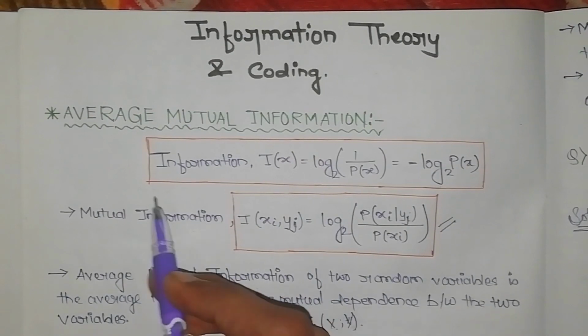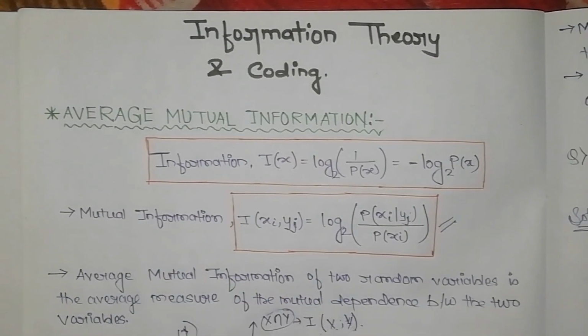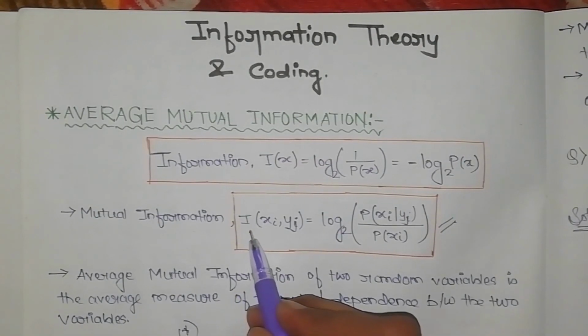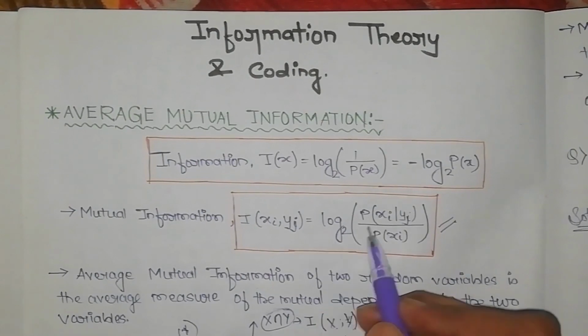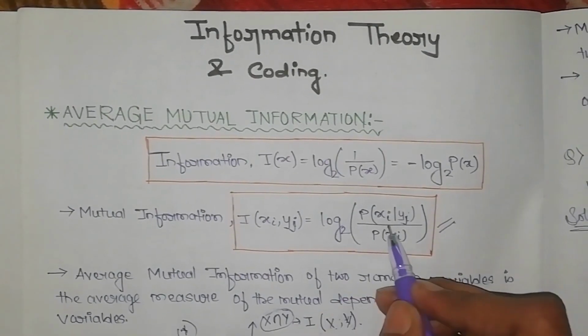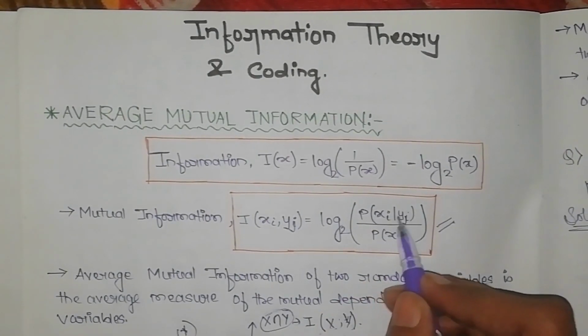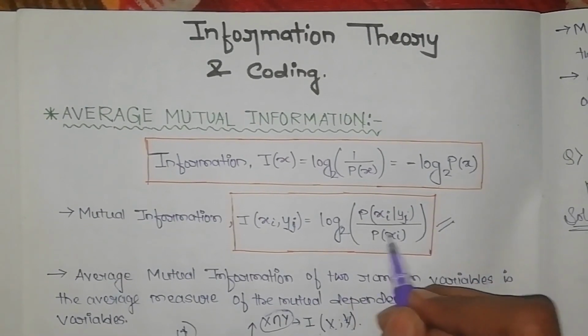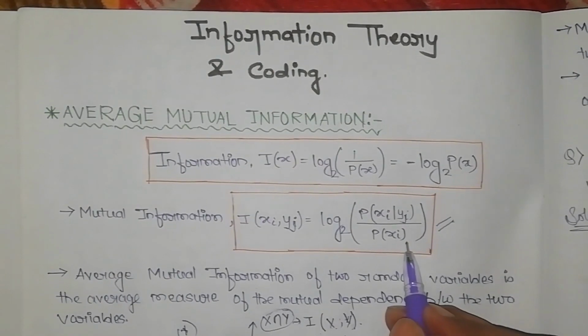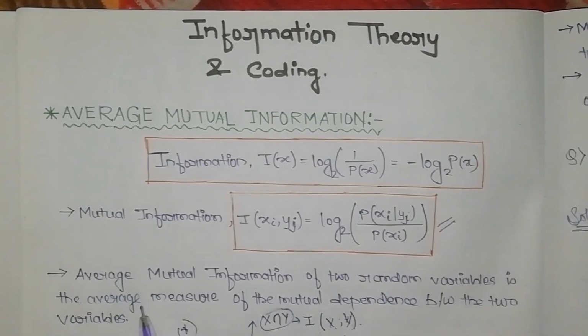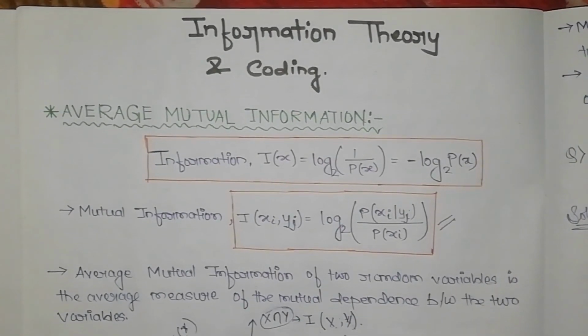Before knowing average mutual information, we need to know what mutual information is. Mutual information can be denoted as I of xi comma yj, which is equal to log of p(xi given yj) divided by p(xi), whole base 2. This is the mutual information formula. We need it for the calculation of average mutual information. So what is average mutual information?